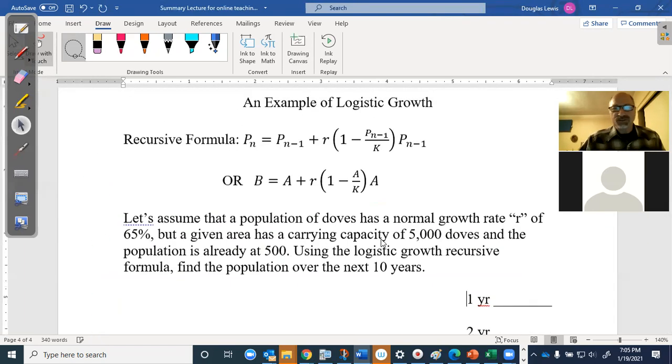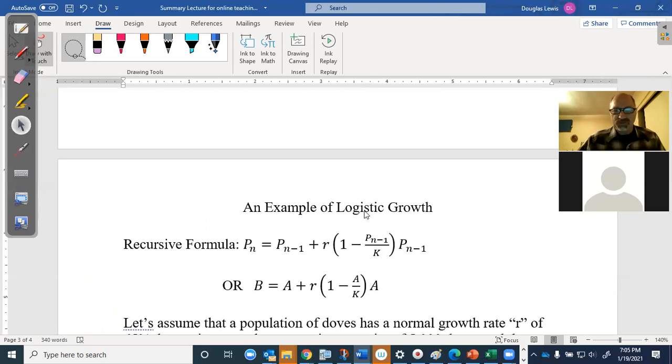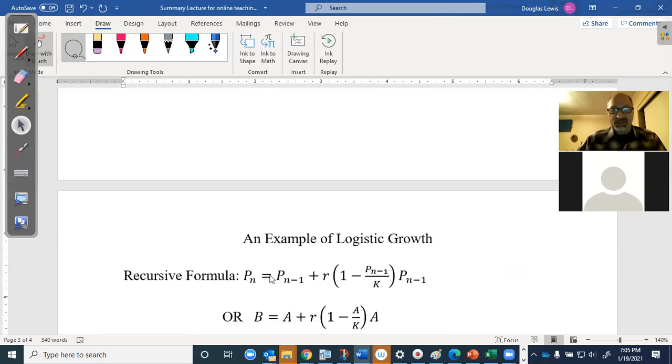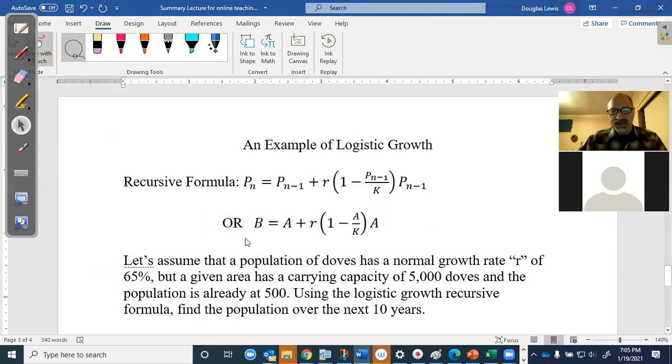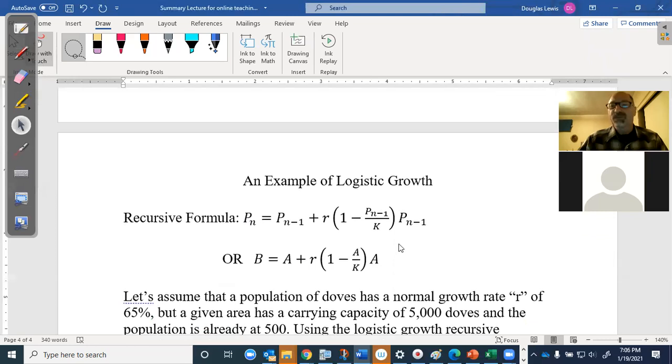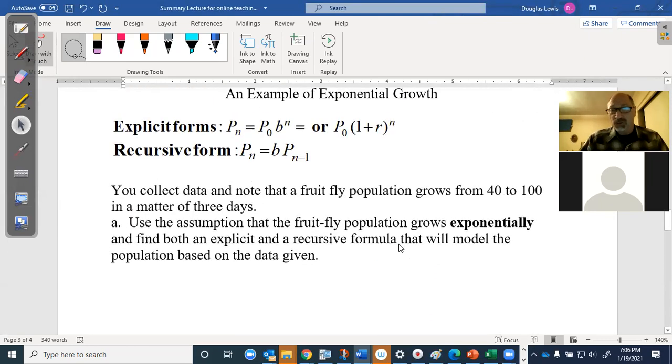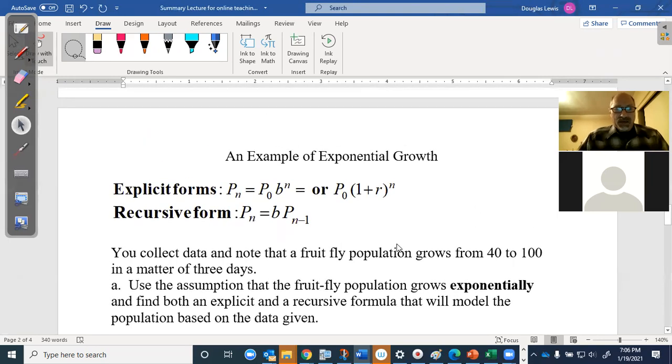Okay, so there's three different types of growth. You see, logistic growth is the most complicated, and you can see the formula gets kind of hairy, and I have another version of the formula that doesn't use this subscripting. We're going to talk about subscripting today and the different kinds of notation. And you can see there's exponential growth.